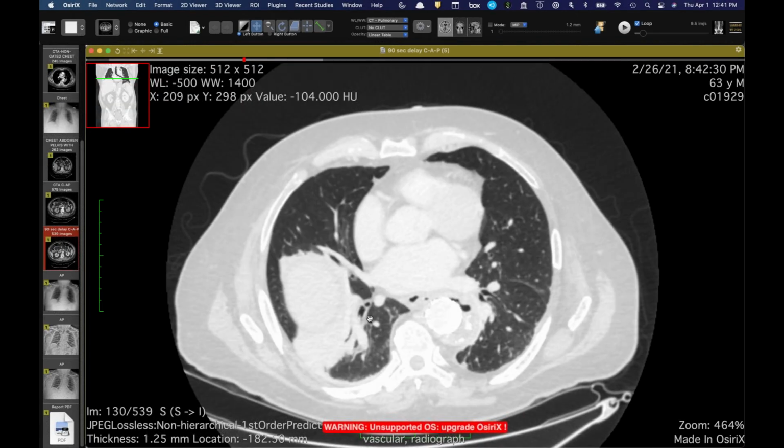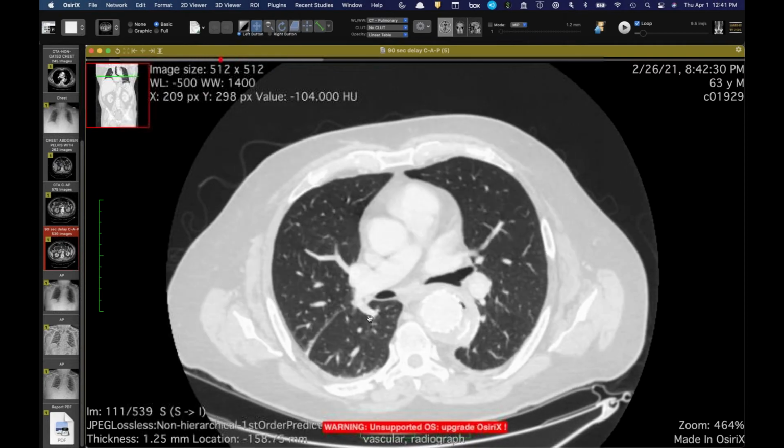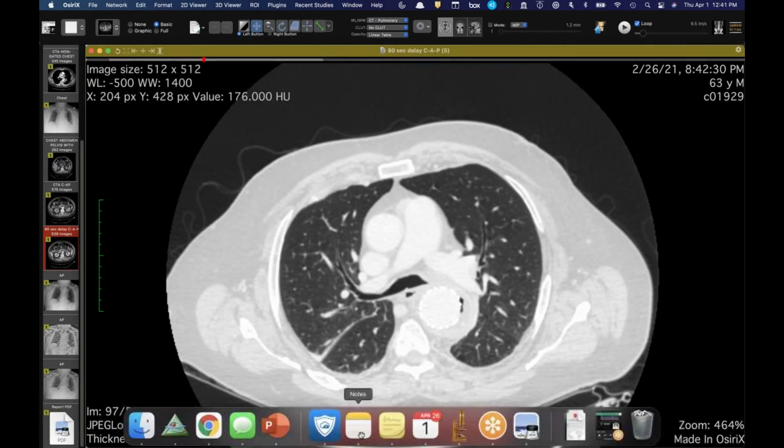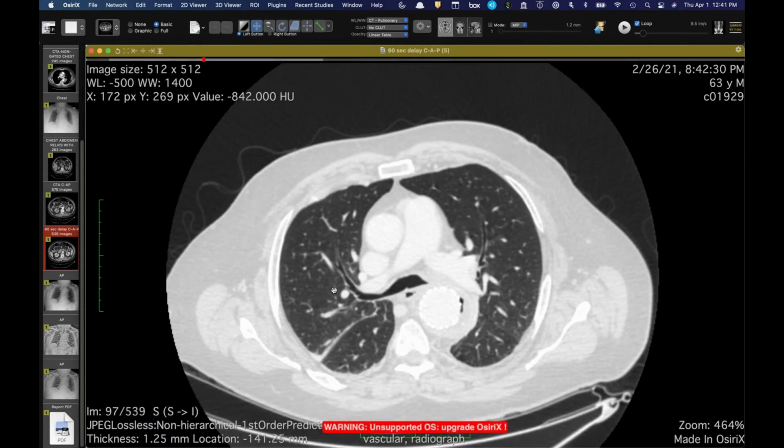But the question is, why couldn't it be a gas forming organism? Because the gas is so sparse, and if this were a gas forming organism, it would be spread all over the place. It wouldn't be just hugging a few contours like this.